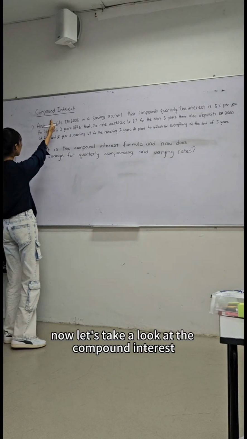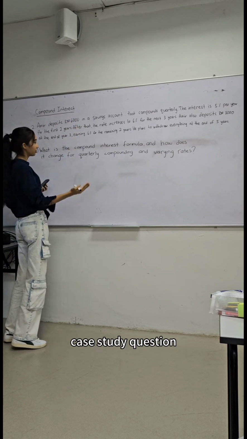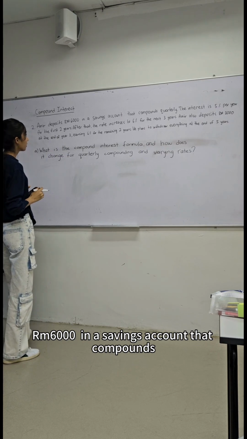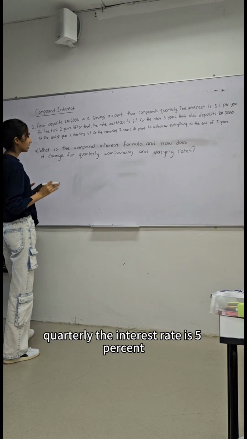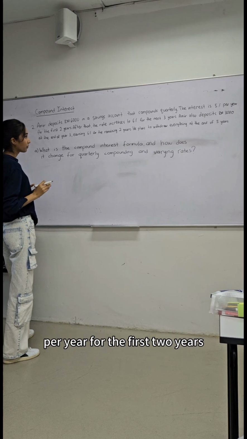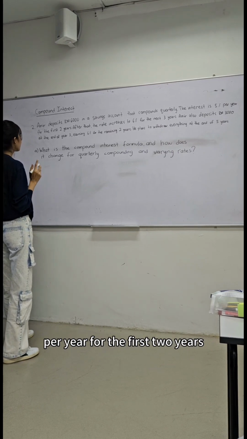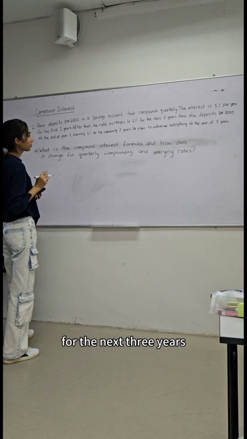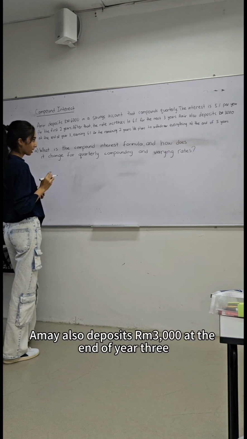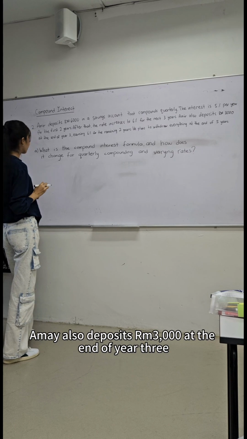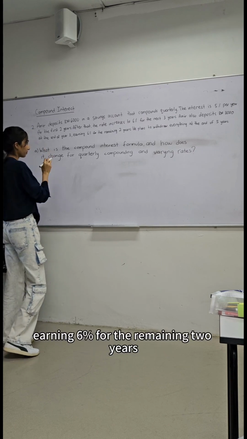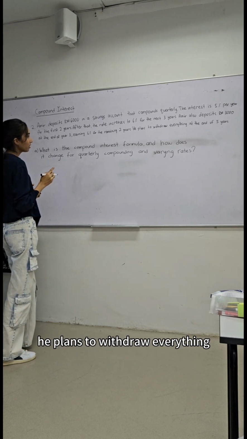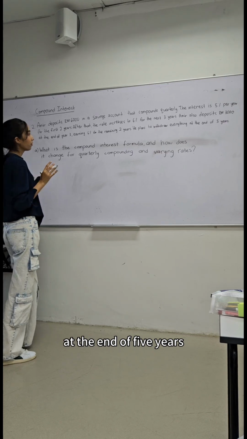Now, let's take a look at the compound interest case study question. Ame deposits 6,000 ringgit in a savings account that compounds quarterly. The interest rate is 5% per year for the first 2 years. After that, the rate increases to 6% for the next 3 years. Ame also deposits 3,000 ringgit at the end of year 3, earning 6% for the remaining 2 years. He plans to withdraw everything at the end of 5 years.